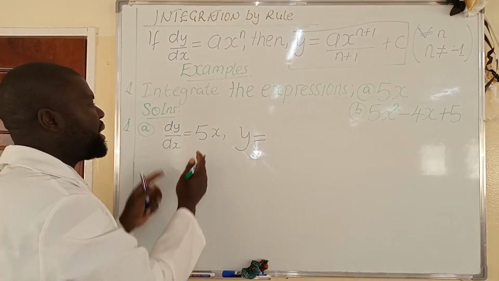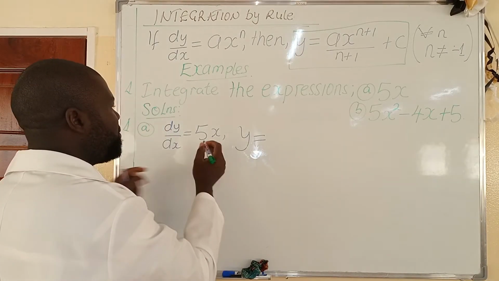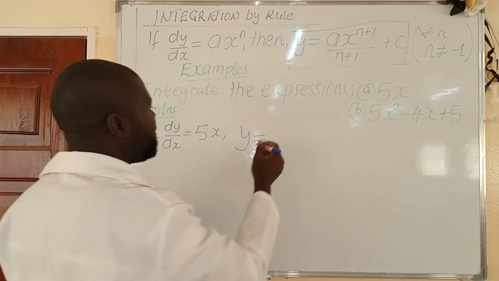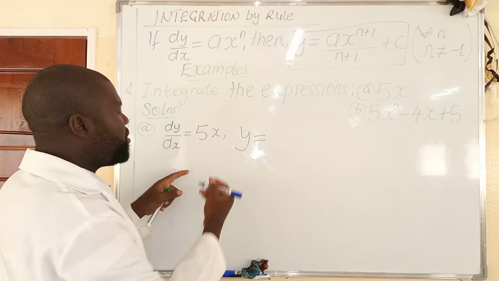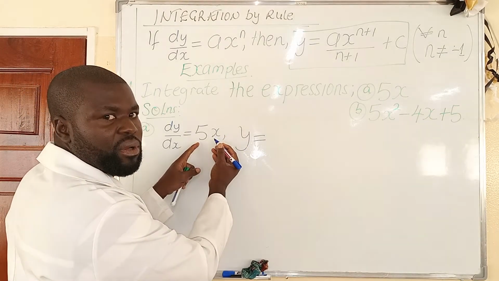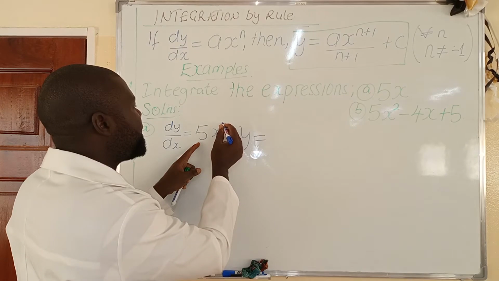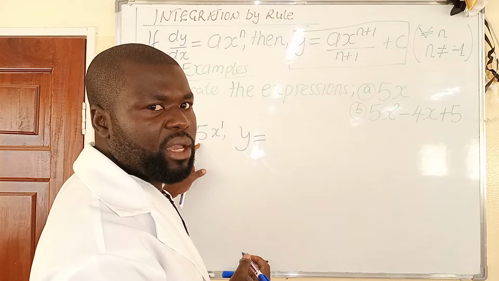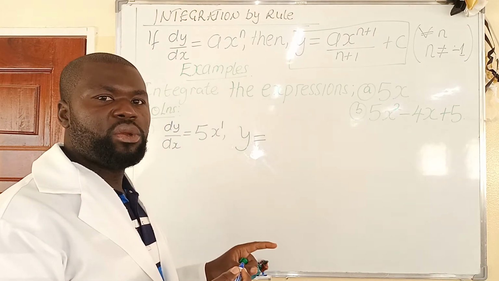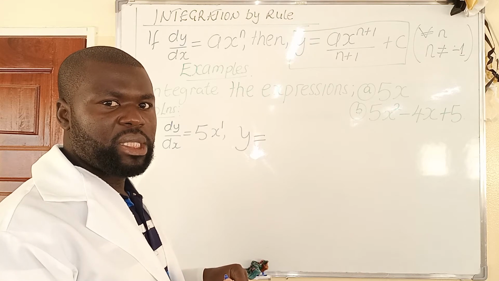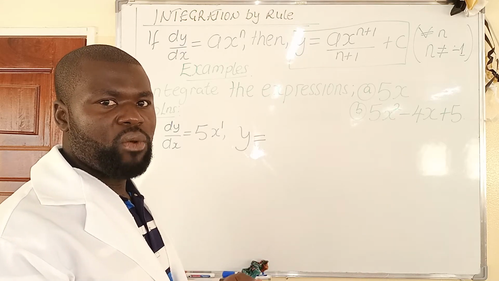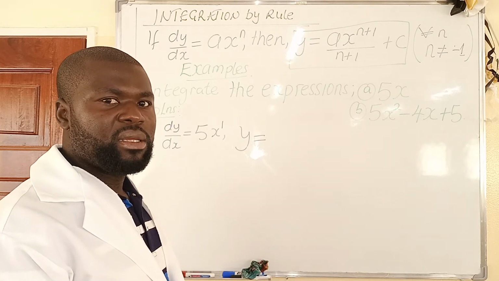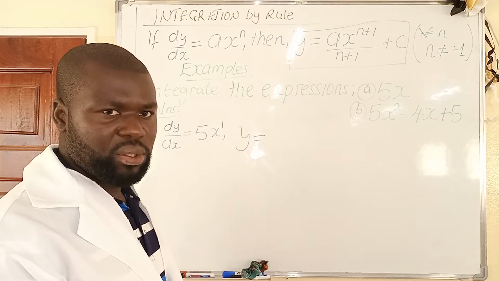So let's get our y back in our case. The gradient formula that we have is 5x. When a variable is alone, it means it has a power 1. Normally, we do not write it because the variable is already 1, but for the sake of showing our working, we need to reintroduce it.